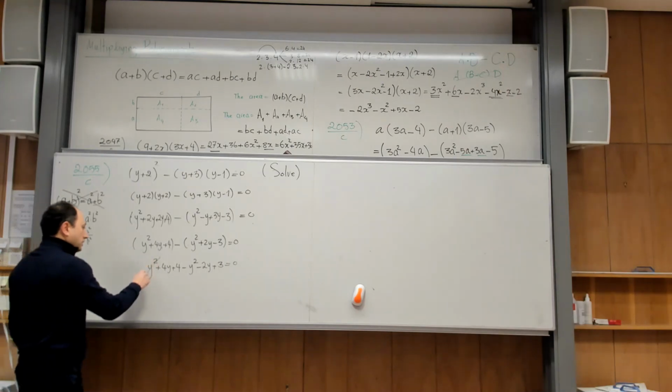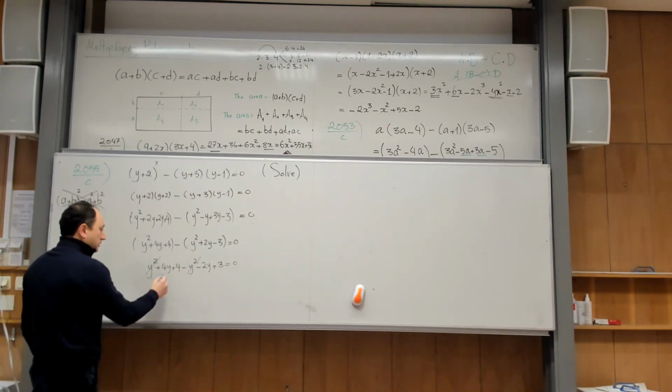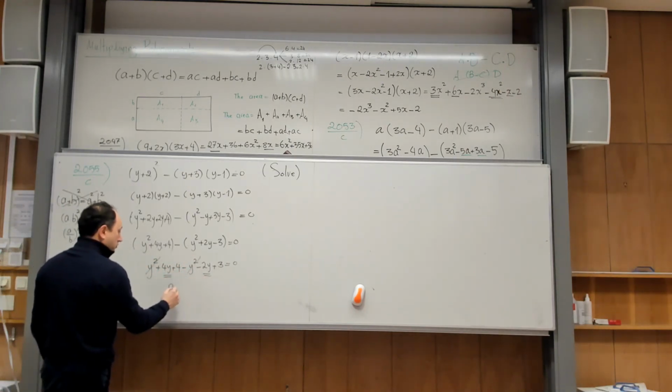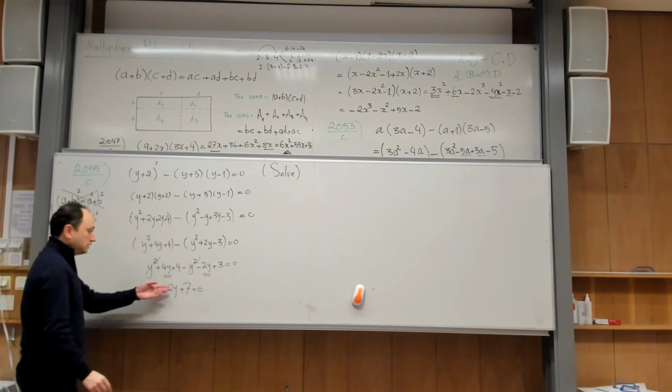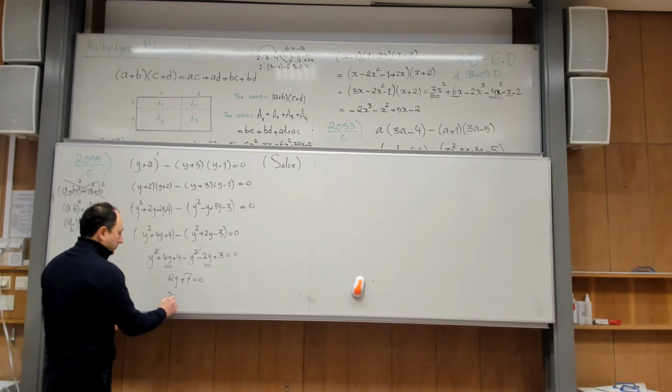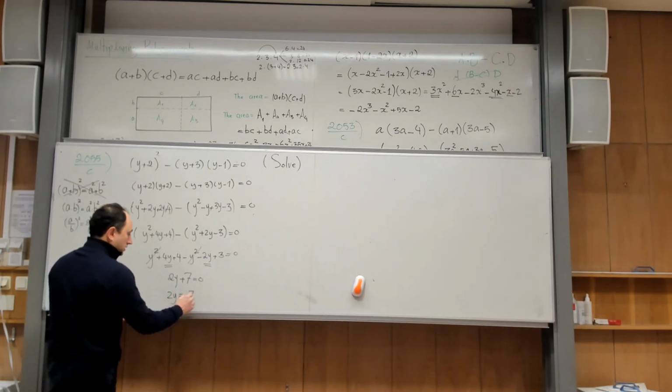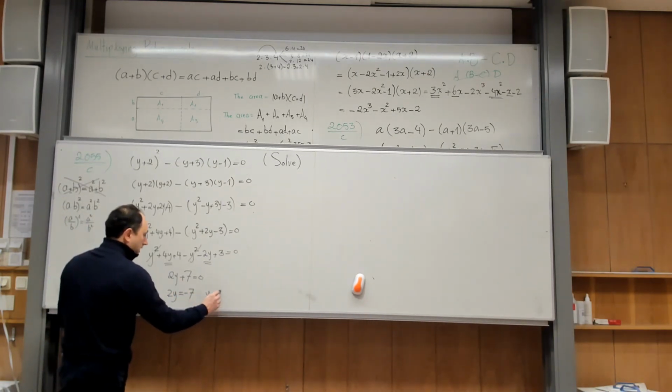And then this one and that one are gone. This one and that one becomes 2y. 4 plus 3 is 7 equals to 0. And then that's a very, very simple problem. So you have to make y alone. So this means that y is negative 7 over 2.